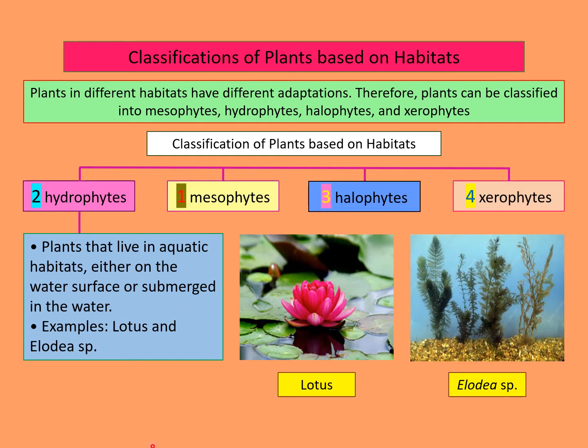Classifications of plants based on habitat. Number 2, hydrophytes. Hydrophyte is plants that live in aquatic habitat, either on the water surface or submerged in the water. Example, lotus and hydrilla. This is lotus, live on the water surface, and this is hydrilla, submerged in the water.